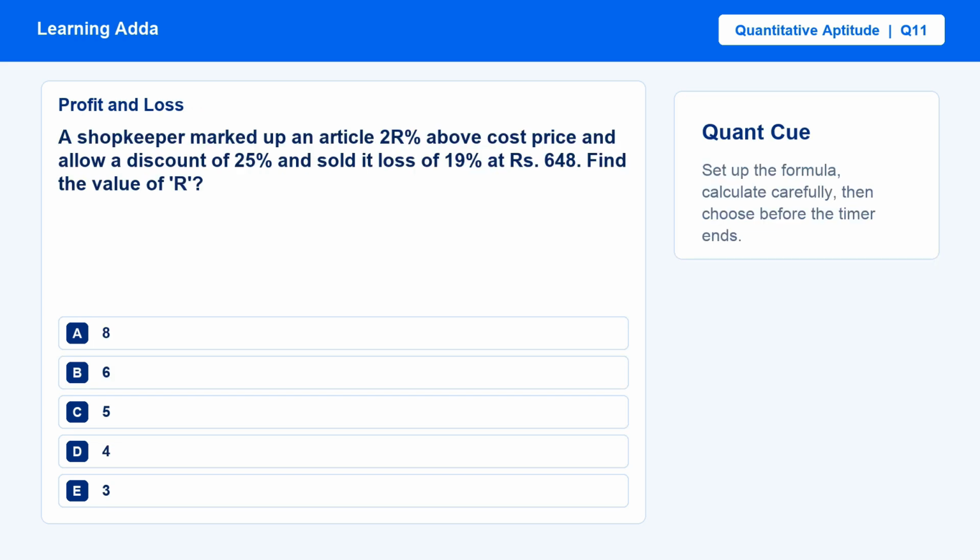Question 11. A shopkeeper marked up an article to R% above cost price and allowed a discount of 25% and sold it at a loss of 19% at rupees 648. Find the value of R. Option A, 8. Option B, 6. Option C, 5. Option D, 4. Option E, 3. The timer starts now.